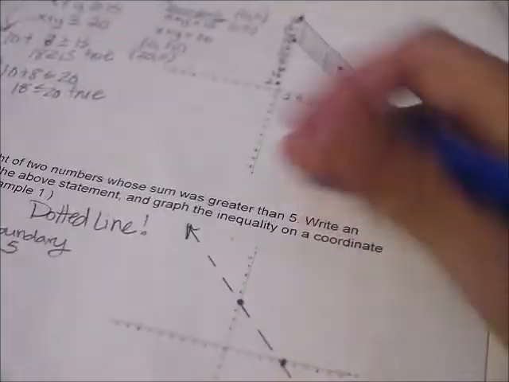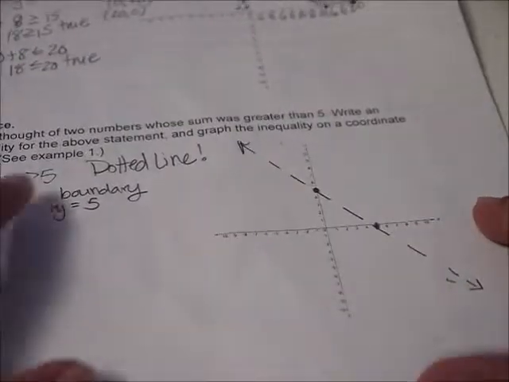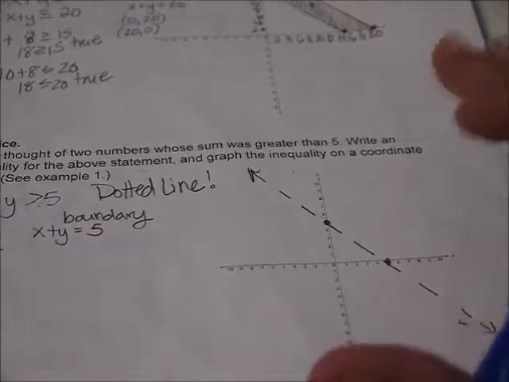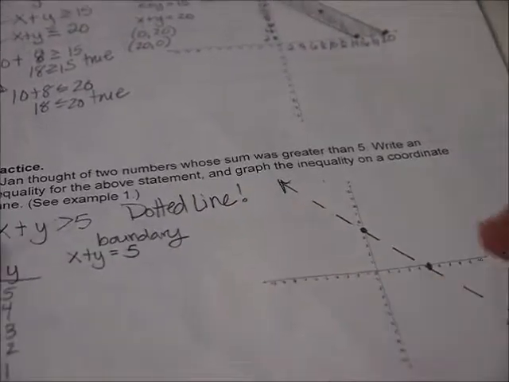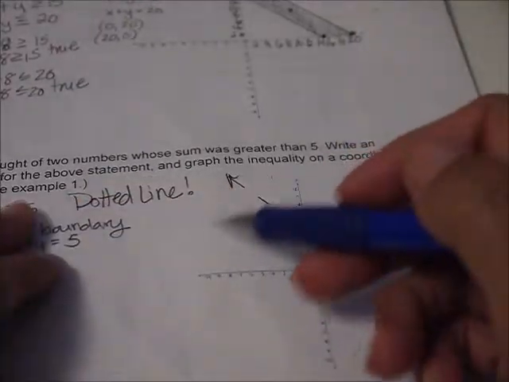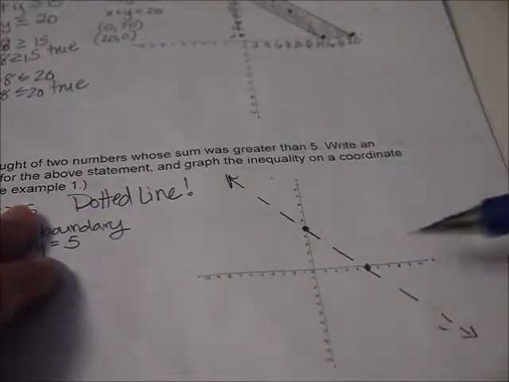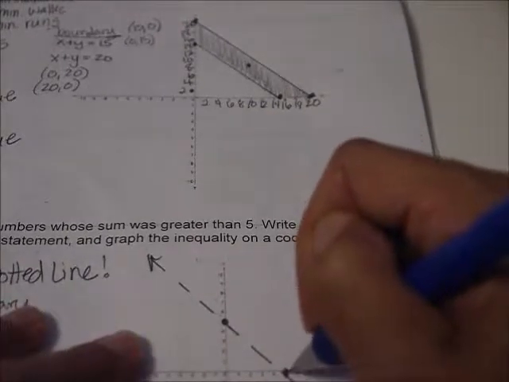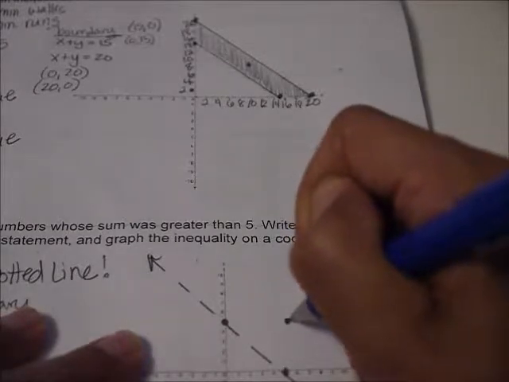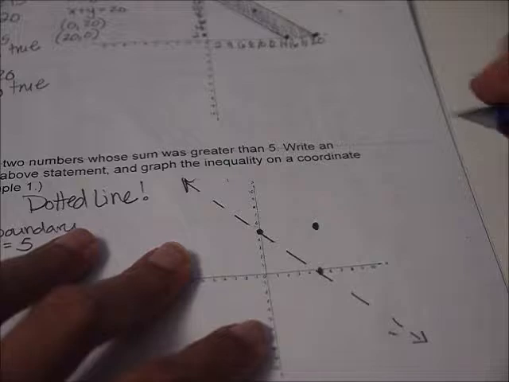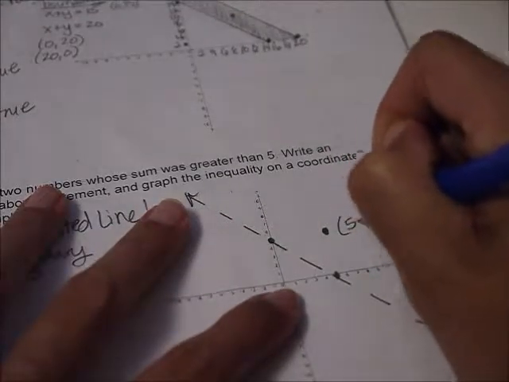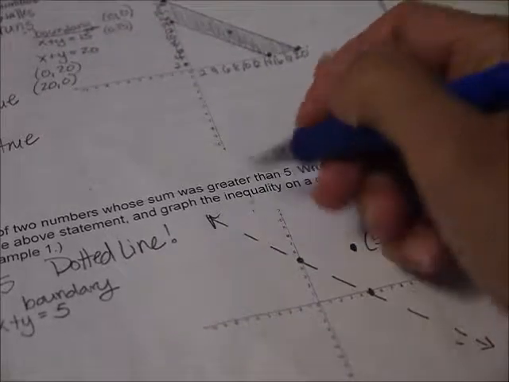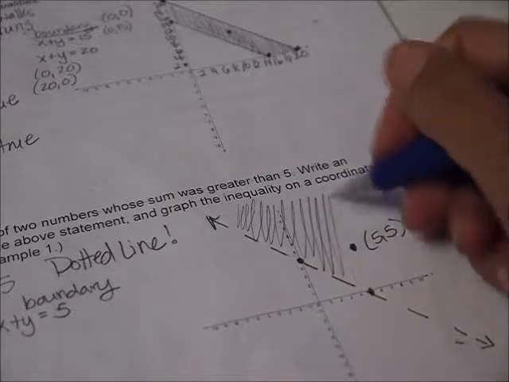Okay, because these points that I just graphed do not actually make up something greater than 5. They actually equal 5. So now we have to figure out which numbers are greater than 5. The ones down here, if we graphed in, shaded in here, or shaded up here. Now usually when I see the word greater than, I'm thinking above. So I'm going to pick a point above, and why don't I pick 5, 5? Is 5 plus 5 greater than 5? Yes, 10 is greater than 5, so this is part of our graph.